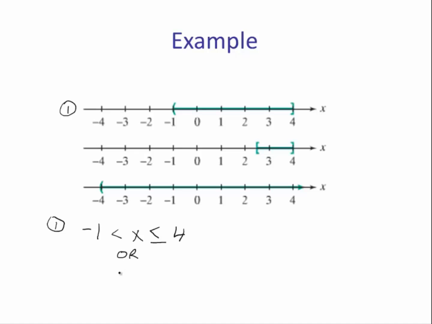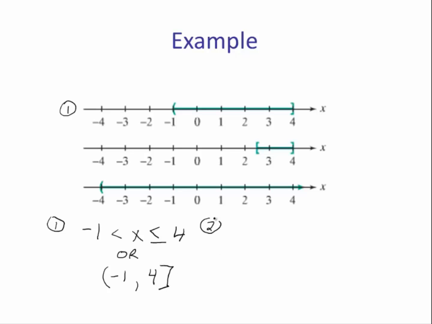If we were to write this in interval notation, we start with the smallest, -1. It's a parenthesis because it can't equal -1, comma, we put the largest, which is 4, and since it can equal 4, we put a bracket.